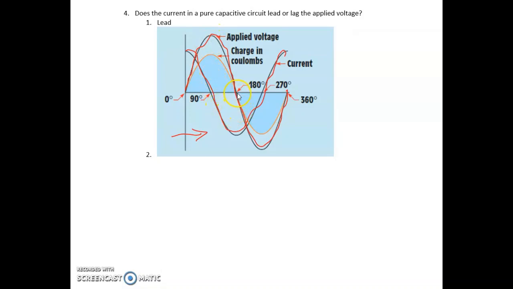At 180 degrees, current is at its negative peak while voltage is at 0. At 270 degrees, current is back up to 0 and voltage is 90 degrees behind, and it finally reaches its negative peak, and so on.